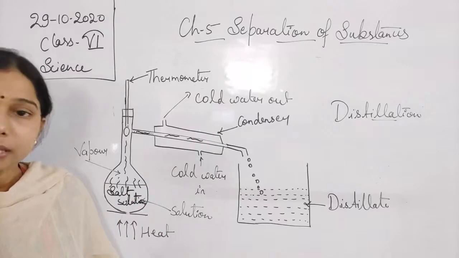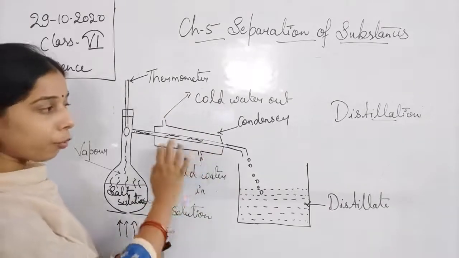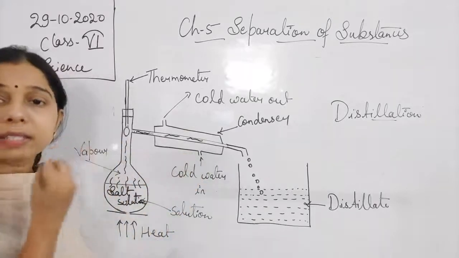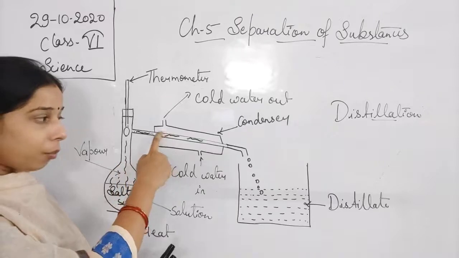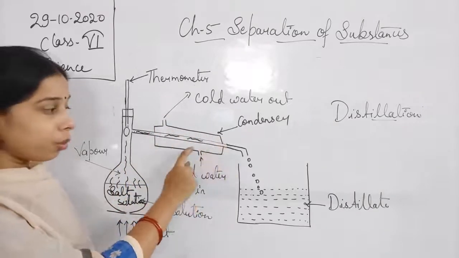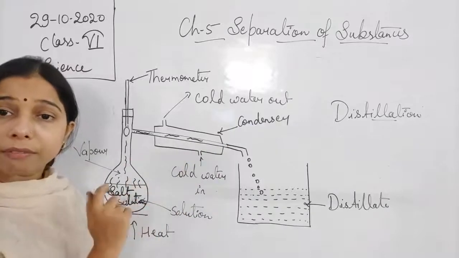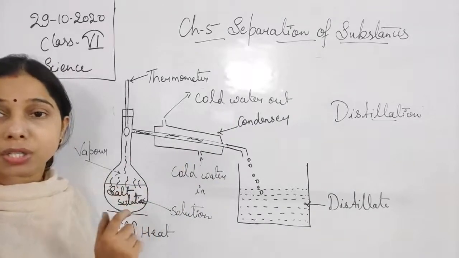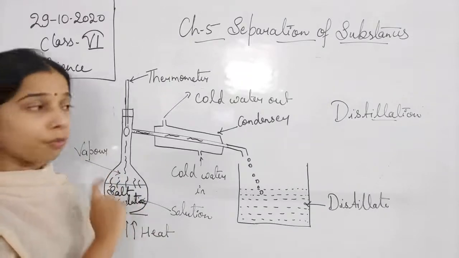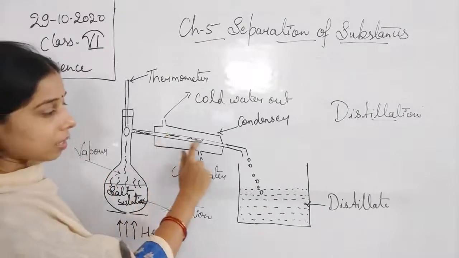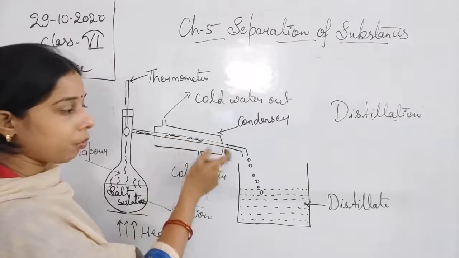Here also, students, the same thing happens. This continuous supply of cold water lowers the temperature. And when the water vapor starts moving through this pipe, since the temperature is low, the water vapor gets converted into water droplets. So this is the conversion of the water vapor into water droplets.